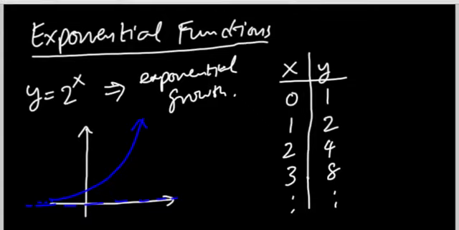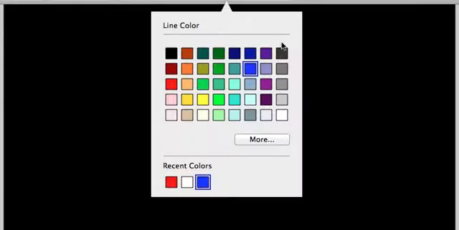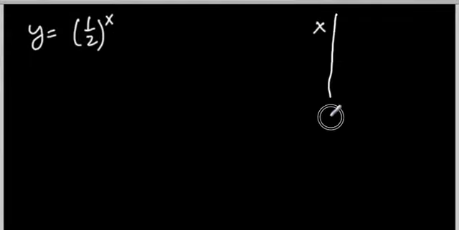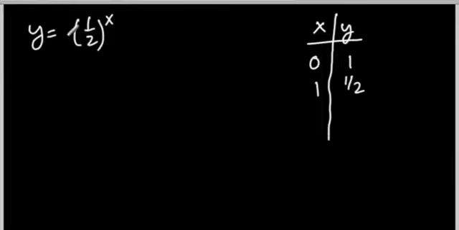Let's show an example of an exponential decay. An example of an exponential decay would be y is equal to (1/2)^x. So once again, let's just get an xy chart going. If x is 0, y is equal to 1. If x is 1, y is equal to half, because (1/2) to the power of 1 is half. If x is 2, it's (1/2)^2, which is a quarter. If x is 3, it's (1/2)^3, which is an eighth.